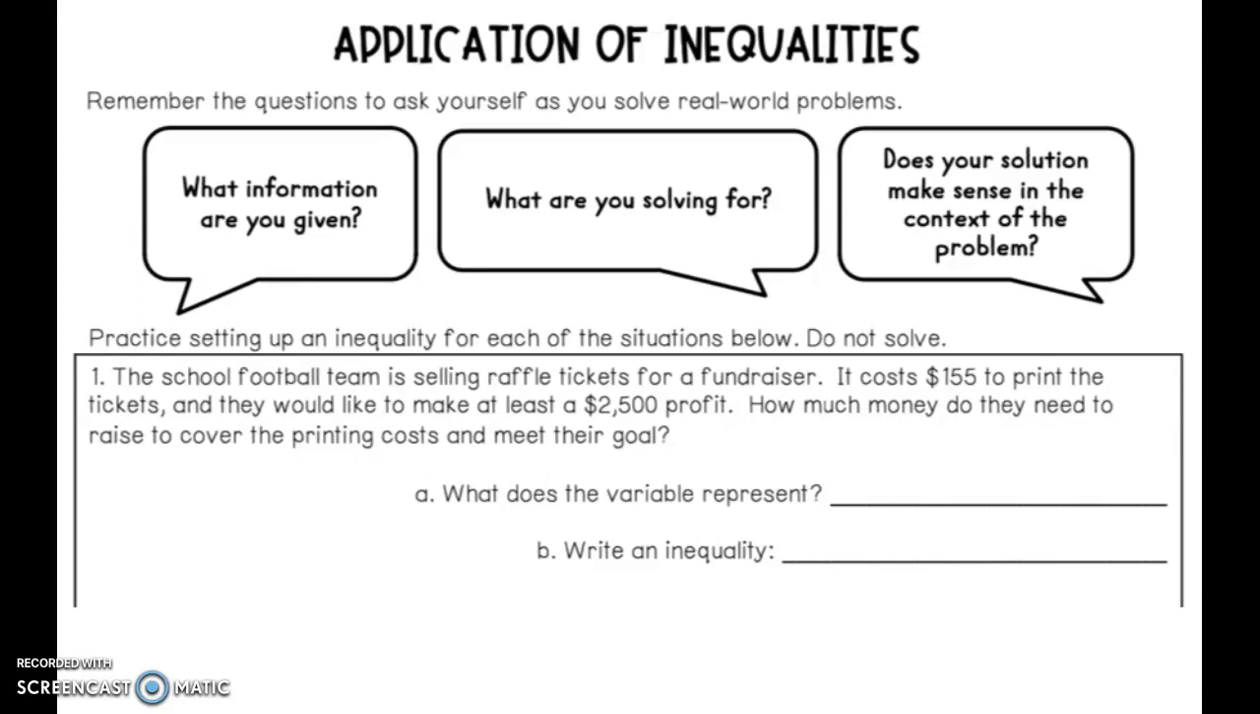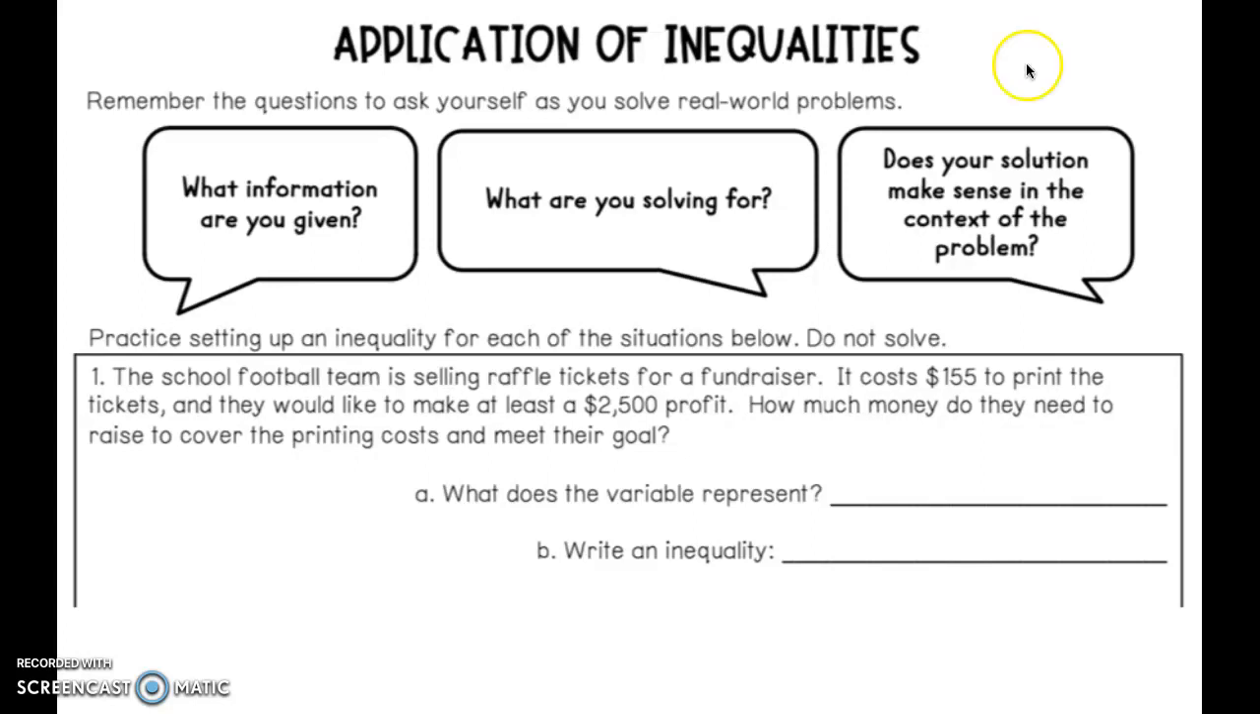The football team is selling raffle tickets for a fundraiser. It costs $1.55 to print the tickets, and they would like to make at least $2,500 in profit. So they want to make $2,500 or more. So think about that. Greater than or equal to is how I would be thinking about the inequality. And how much money do they need to raise to cover the printing cost and meet their goal?